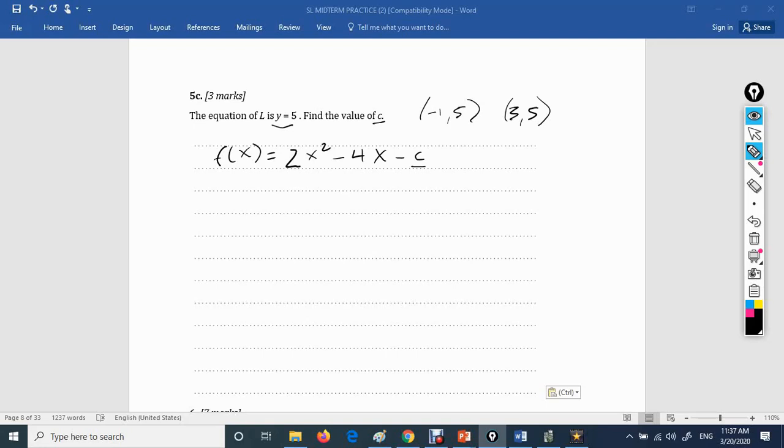So let's just substitute this in this equation and solve for c. Let's use this one because it has negative 1, and that's a lot easier. So 5 is equal to 2 times negative 1 squared minus 4 times negative 1 minus c. So solving for c, we can rewrite 5 equals 2 plus 4 minus c. Okay, so we're going to get that 5 equals 6 minus c. So negative 1 is minus c, so c is 1.